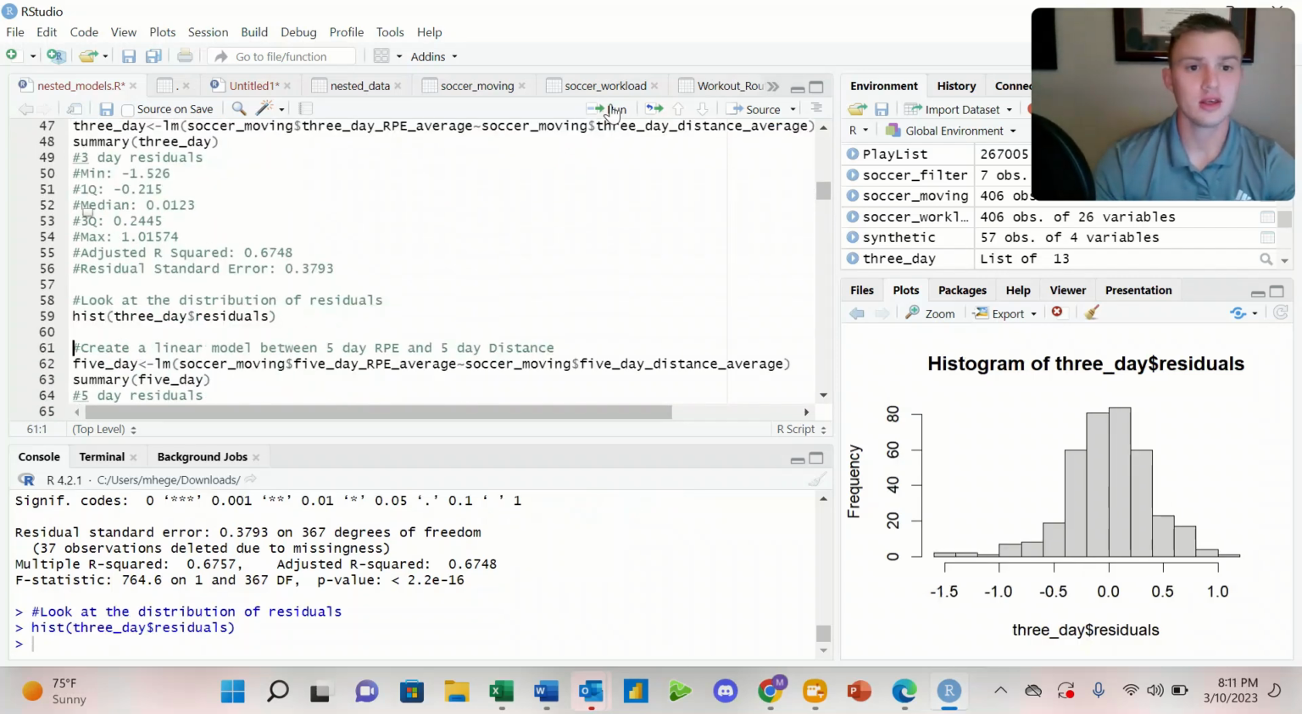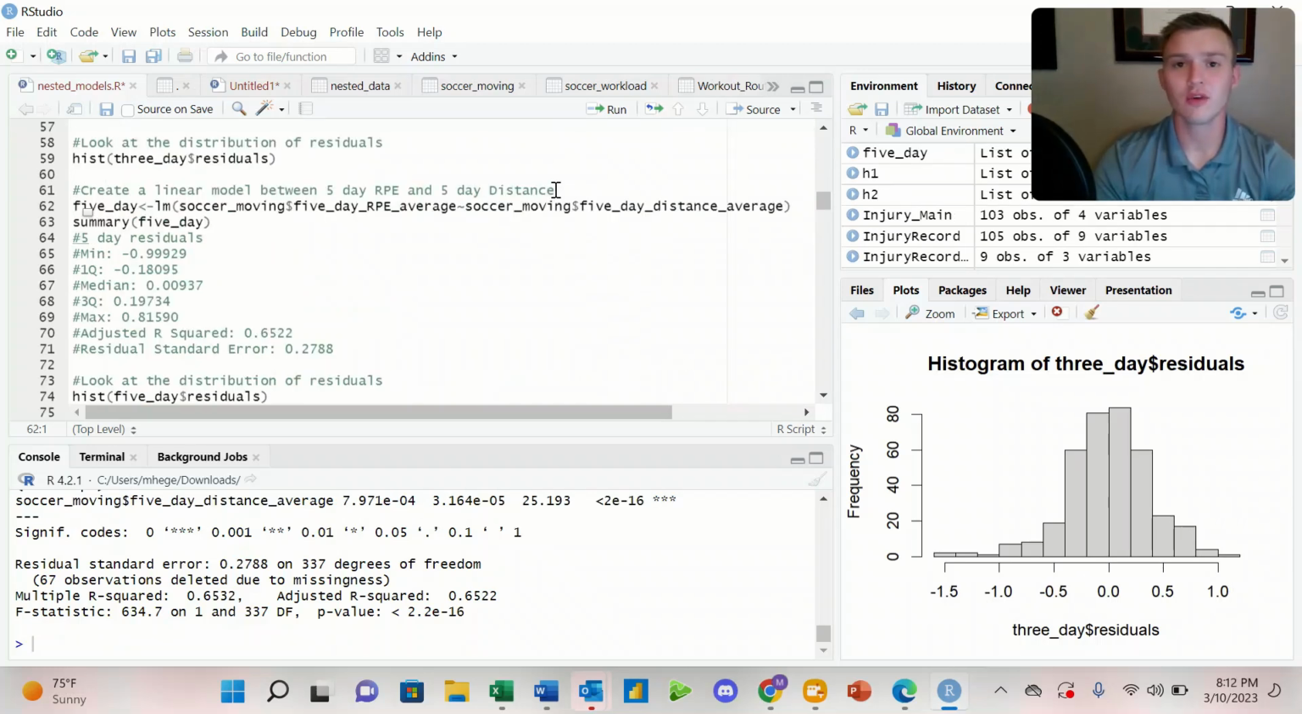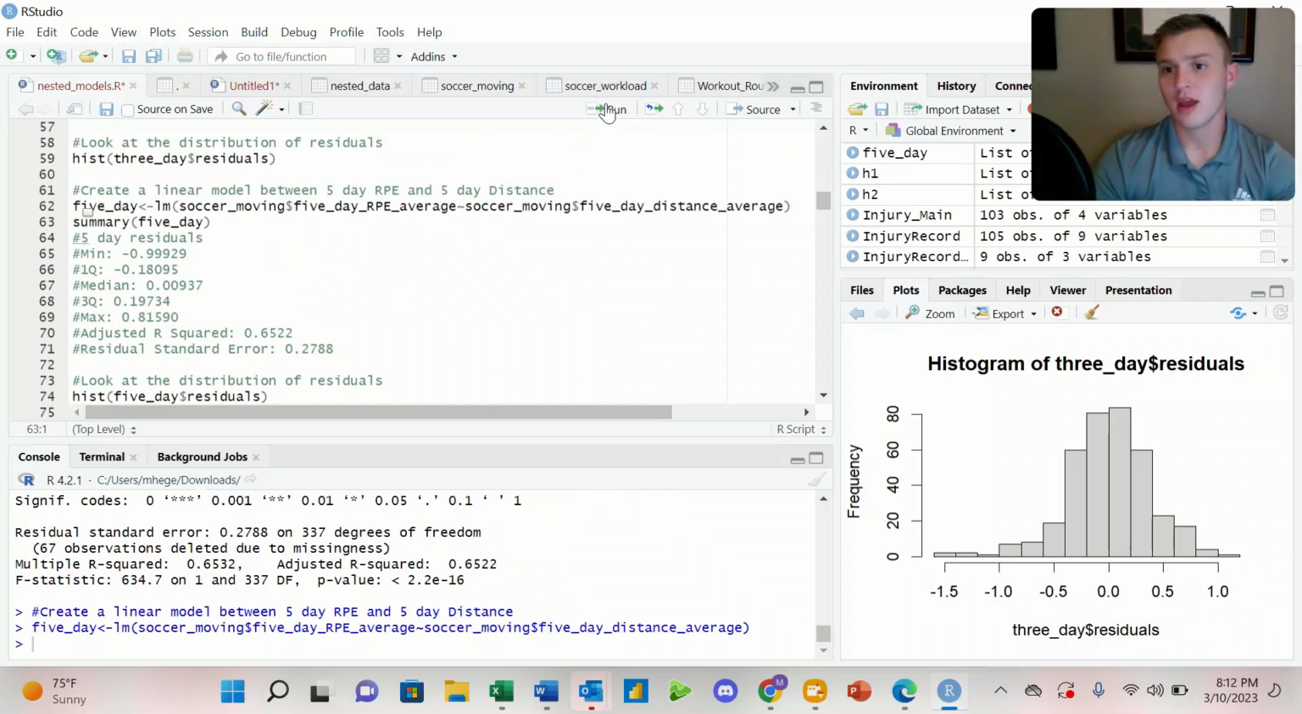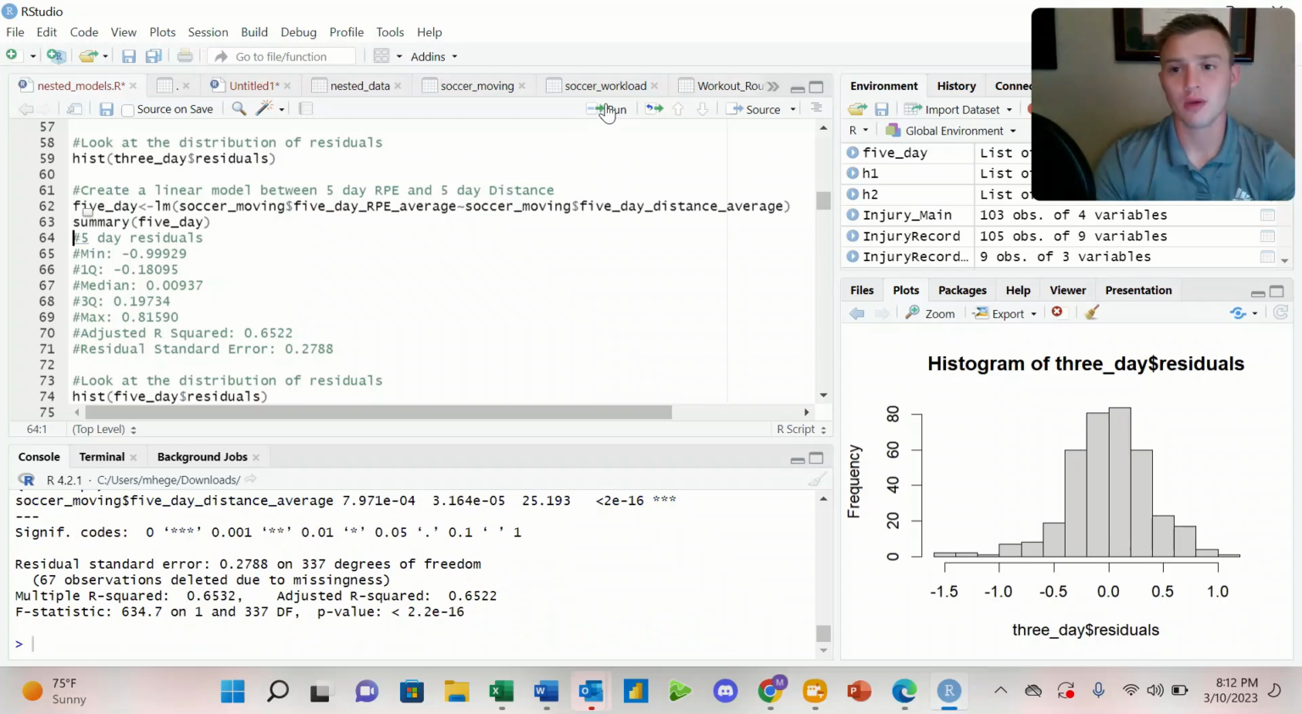So looking at the histogram of 3-day residuals, we see that there's a tighter distribution as well as a smaller range. So instead of -4, it's -1.5, and instead of +2, it only goes up to +1. We're going to do the same thing for our 5-day RPE and 5-day distance, running a linear model and then looking at the summary of that linear model.